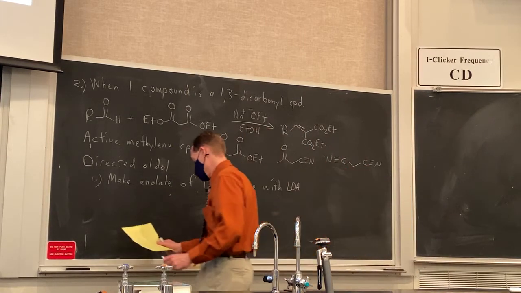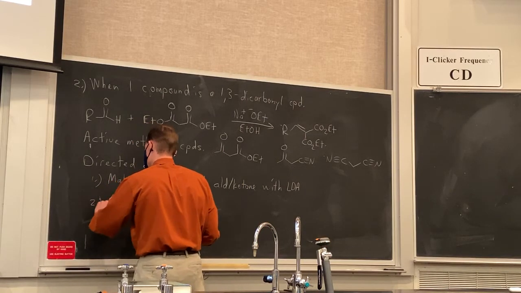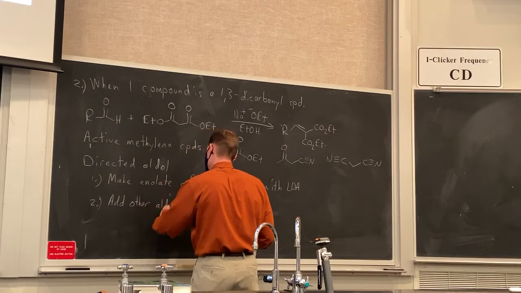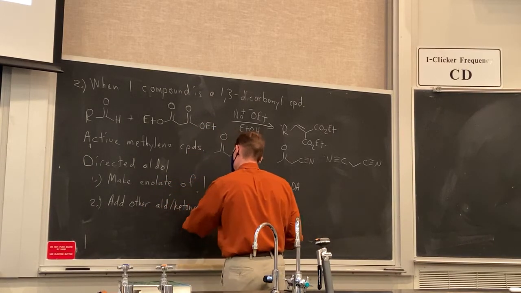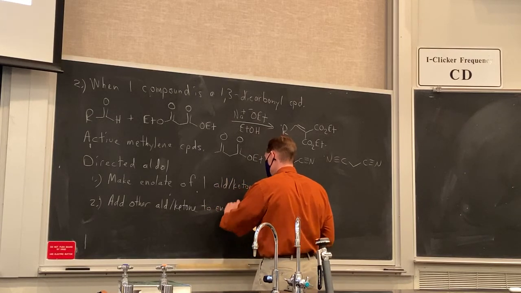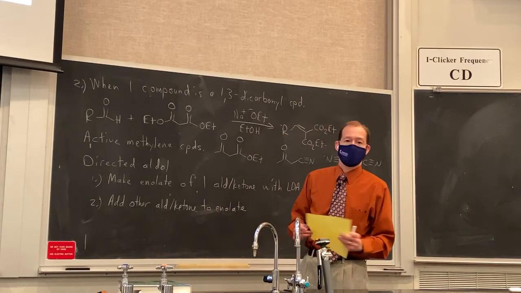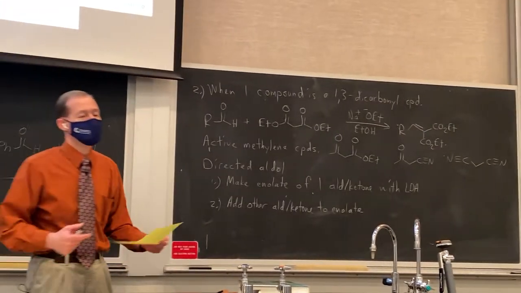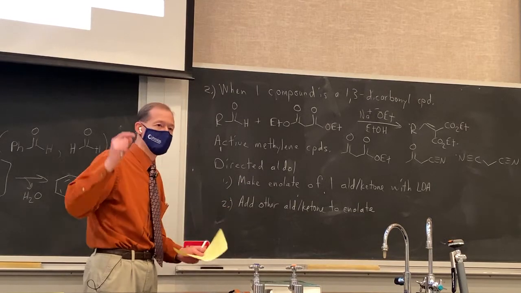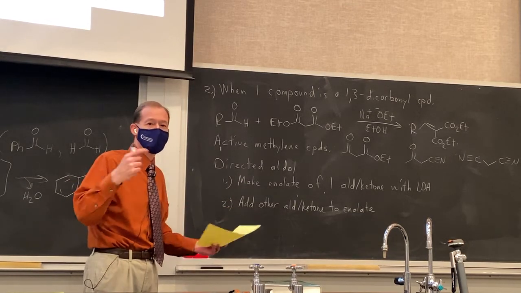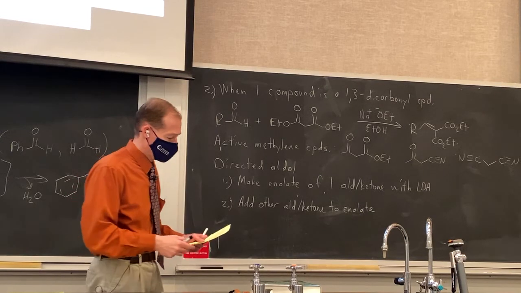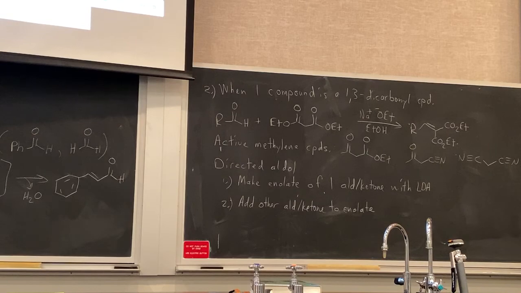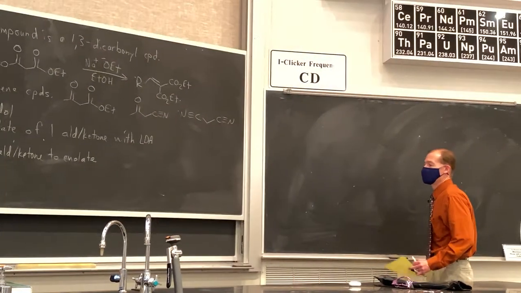Okay? So then we're going to add the other aldehyde or ketone to the enolate. Because we only had one of our aldehydes or ketones in solution when we made the enolate, we have one enolate, then we add our second aldehyde or ketone, and they react in a cross-aldol fashion, giving us a single product. So let's just take a look at an example of that.